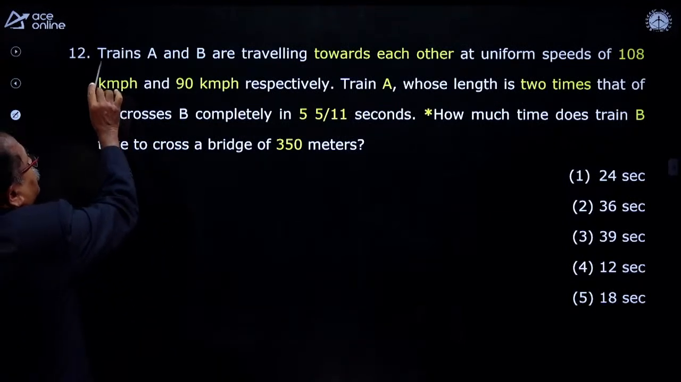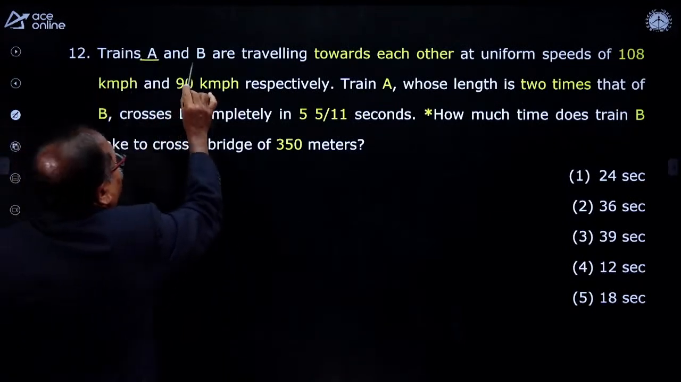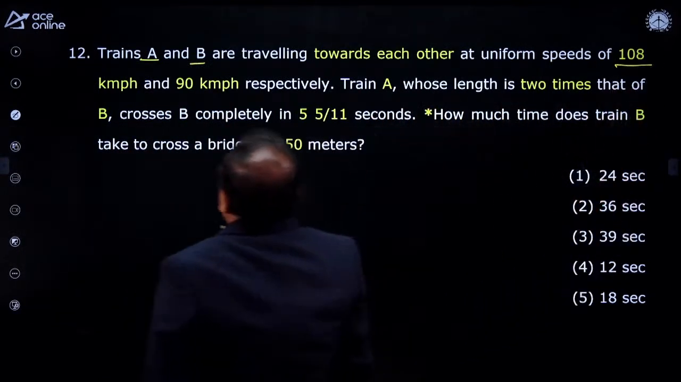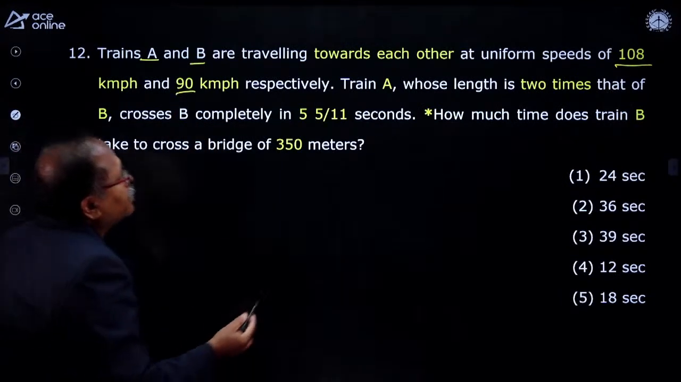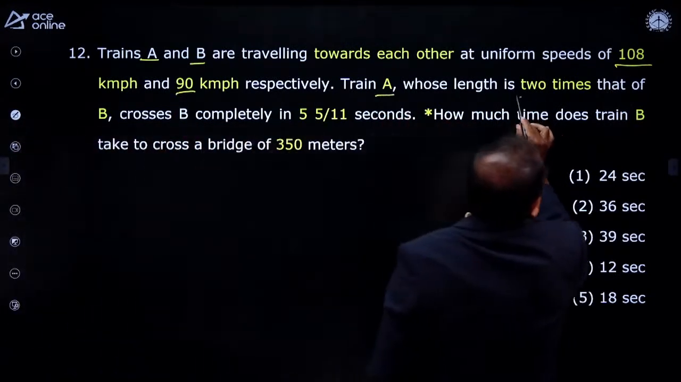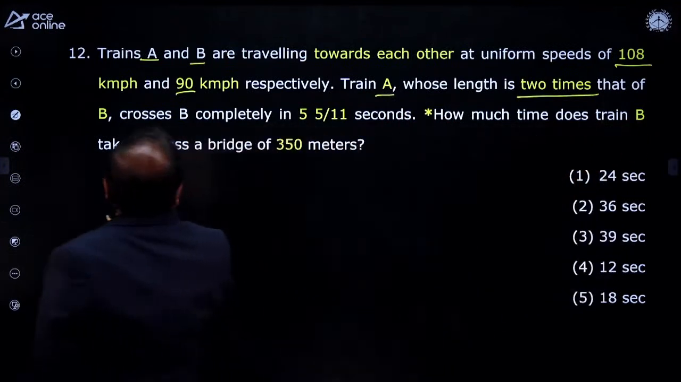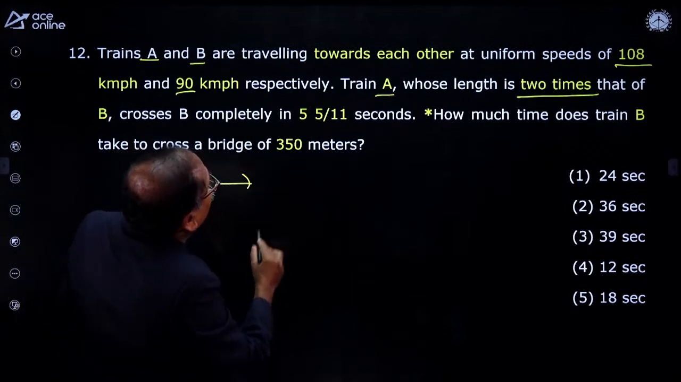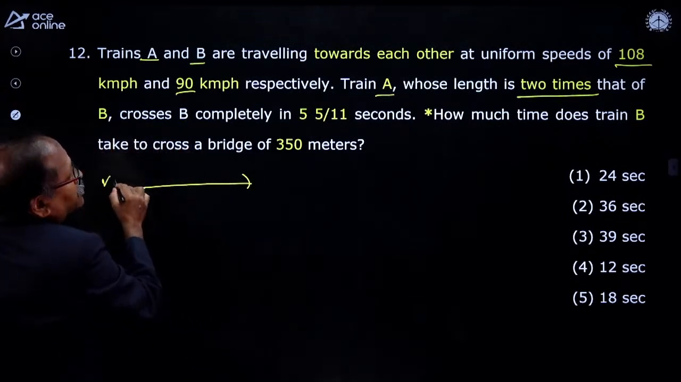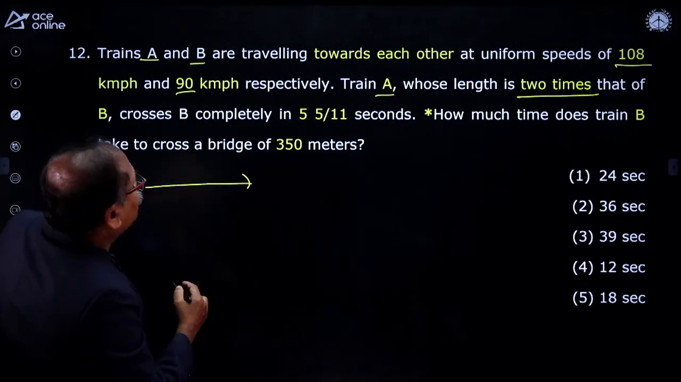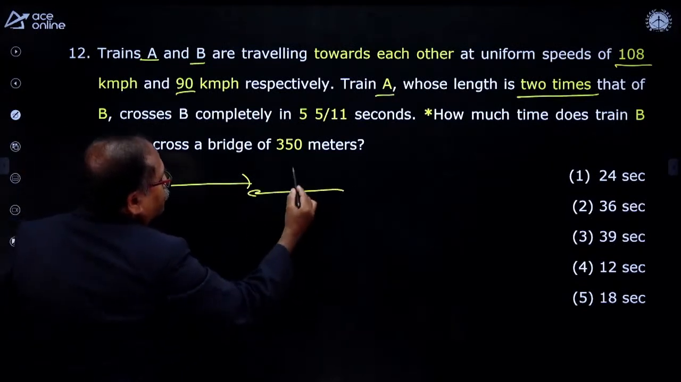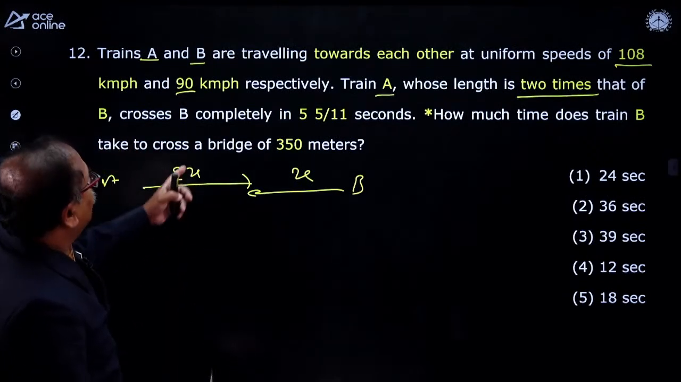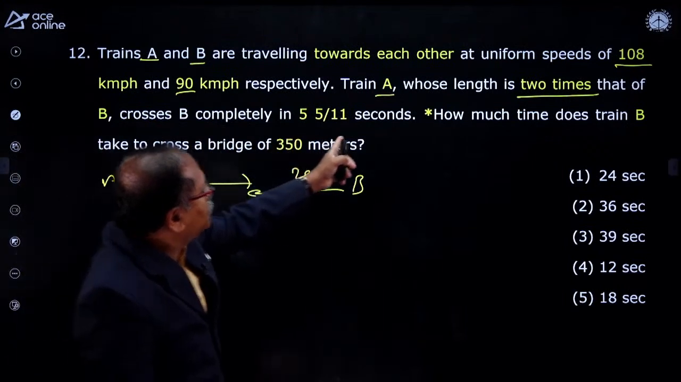Let's answer this question. Trains A and B are traveling towards each other at uniform speeds of 108 and 90 km per hour respectively. Train A, whose length is 2 times that of train B, crosses B completely in this many seconds. So they are traveling towards each other. If train B's length is X, then train A's length is 2X.